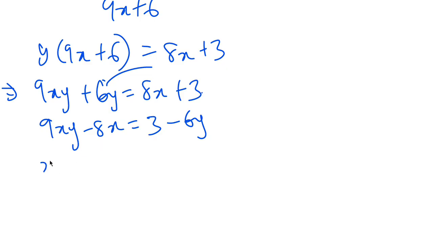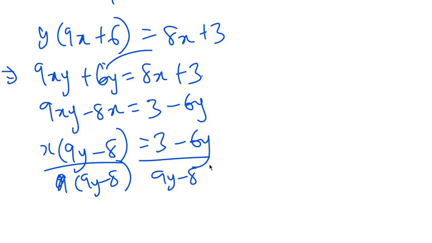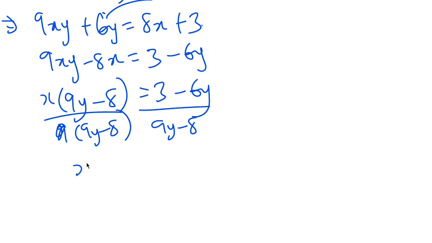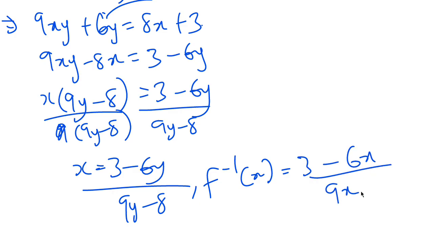On factoring out x, that will be x into 9xy divided by x, that will be 9y. And then negative 8x divided by x will give us negative 8 is equal to what? 3 - 6y. Then making x the subject, that will be dividing through by 9y - 8. And that will be x equal to (3 - 6y) over (9y - 8). Hence, f inverse of x is equal to (3 - 6x) over (9x - 8).